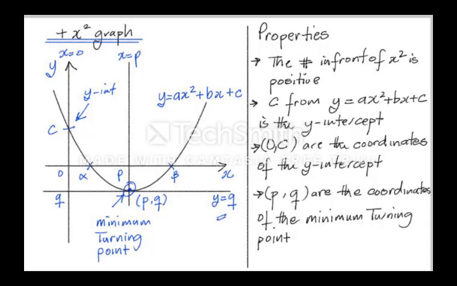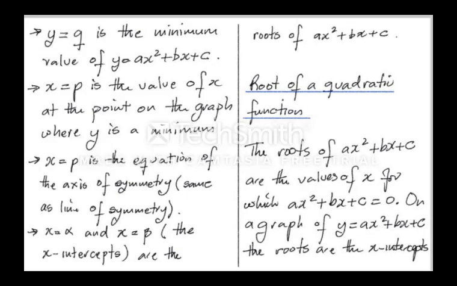Now, at this point in the graph where y is a minimum, the value of x is equal to p. So x is equal to p is the value of x at the point on the graph where y is a minimum. What else? X is equal to p is the equation of the axis of symmetry, which is the same as saying the equation of the line of symmetry.